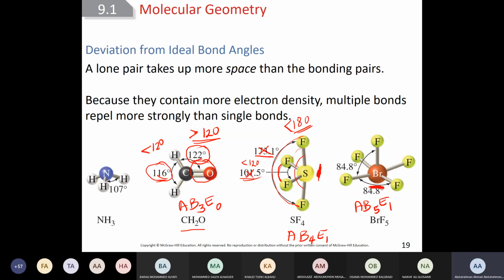What's the molecular shape? Square pyramid. Yes, exactly, the shape is square pyramid. And is this polar or non-polar? Polar. This is clear. Okay.